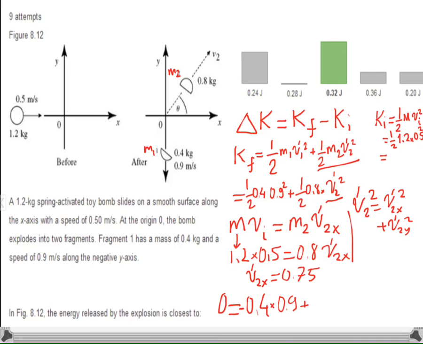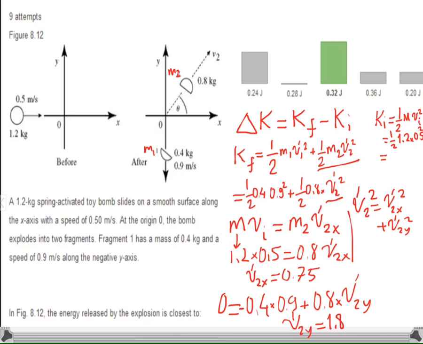plus 0.8 times v2 y prime. So you can easily find v2 y prime from this, right? 1.8? I trust you. 1.8.